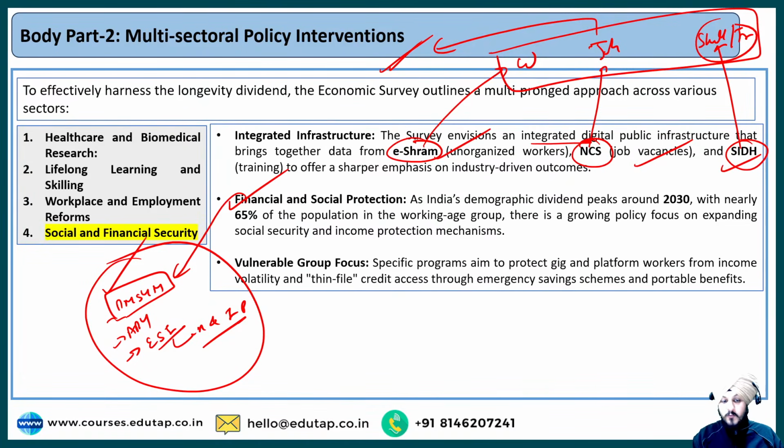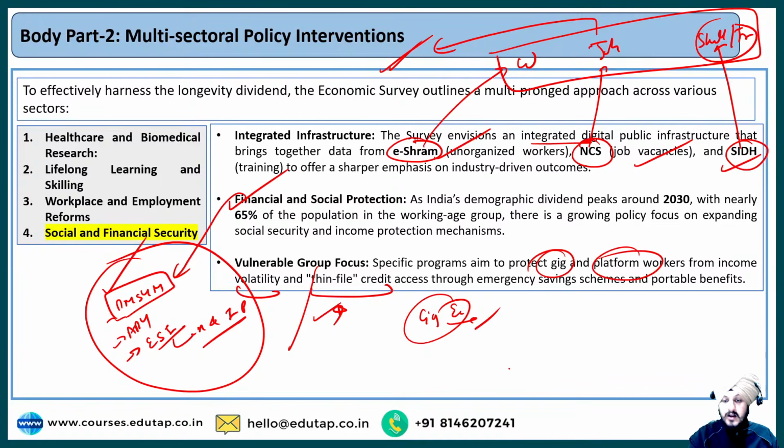Then the last one is focusing upon vulnerable groups also. So specific programs aim to protect gig workers and platform workers from income volatility and thin file credit access. If you remember, I had taken a separate session with respect to the gig economy, right? So over there, we had discussed such points regarding the thin file credit. We have seen all these things as a part of that session. If you have not watched it, you can check it out over there. What are the different initiatives in context to that, right? So this can also be a target area of focus as of now. So I hope this is clear to you.